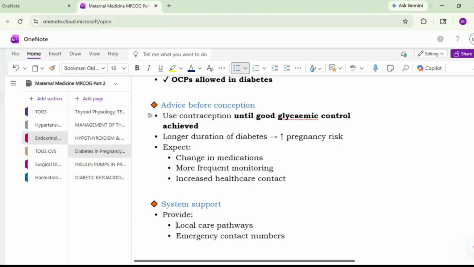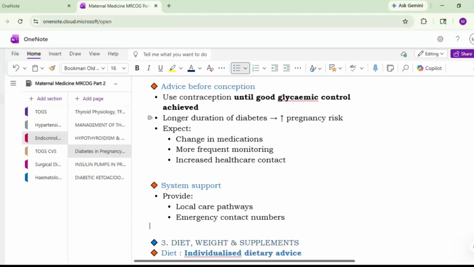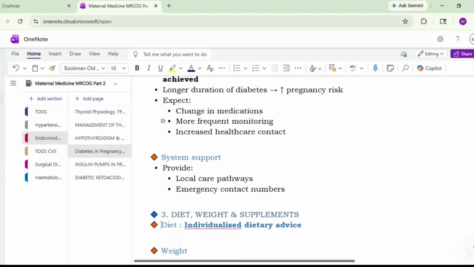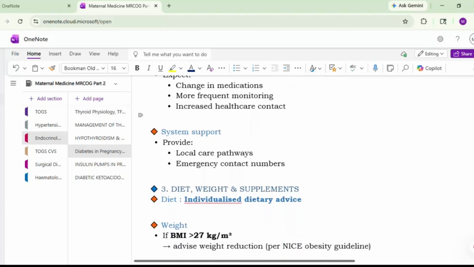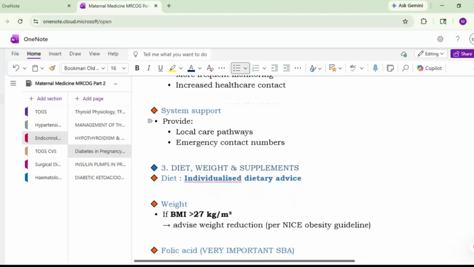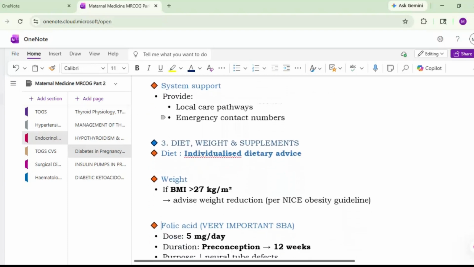If they have long-standing diabetes, their risk is also increased, and they will need frequent follow-up with some medicine changes and more frequent monitoring. And we need to give them information about the local care pathways and emergency contact number.